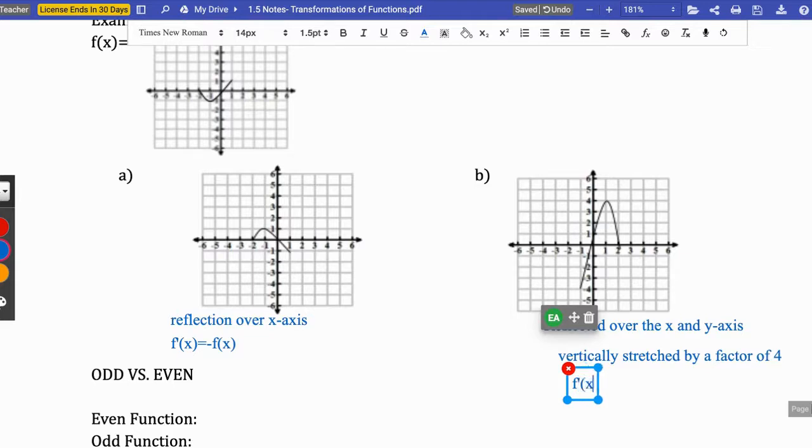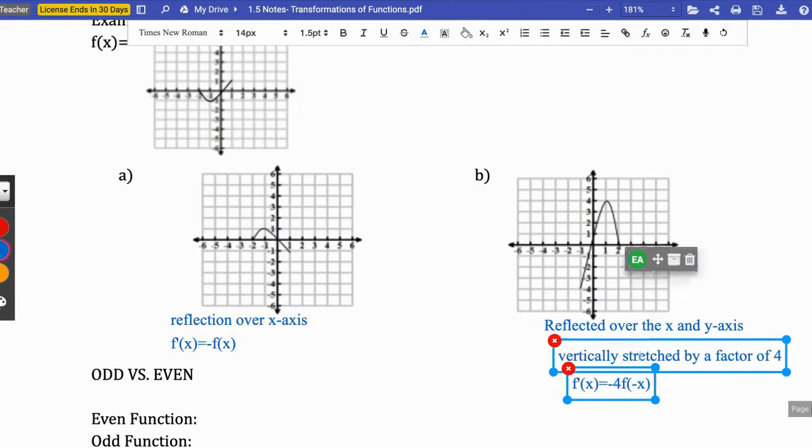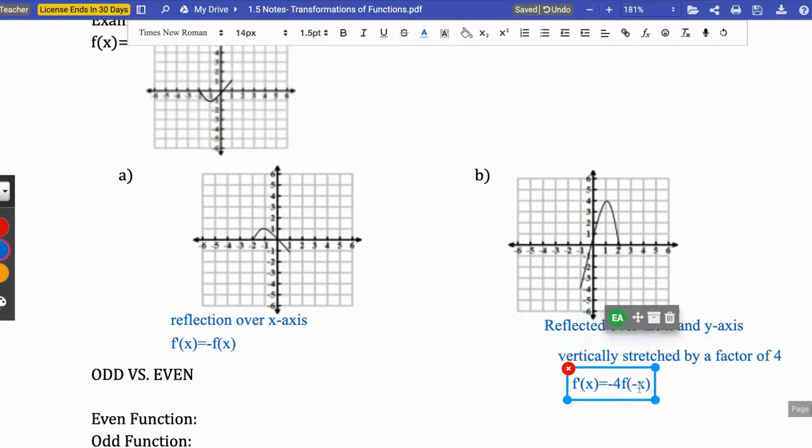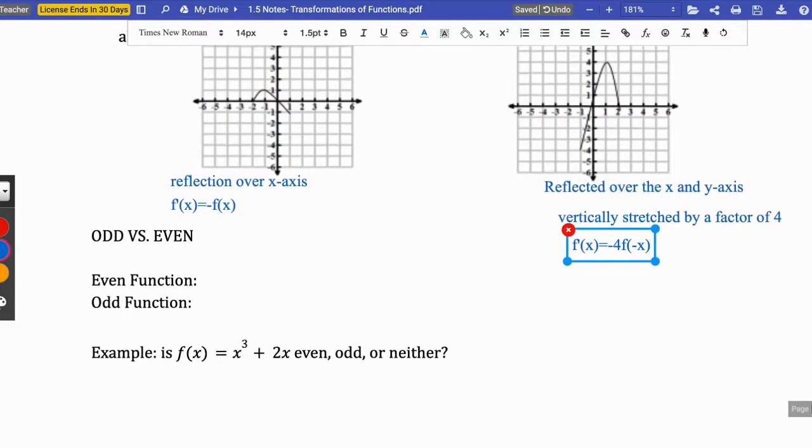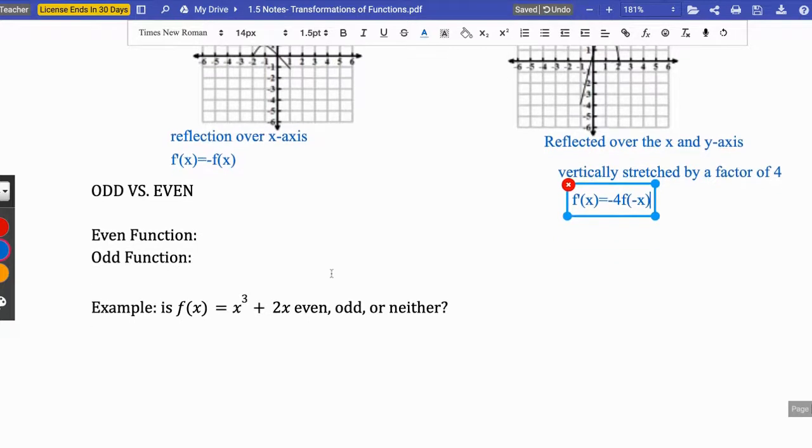Prime of x is going to equal negative 4 f of negative x. Remember, the negative on the outside represents the reflection over the x-axis. The 4 represents the vertical stretch, and the negative x represents the reflection over the y-axis. And that's how you do it.